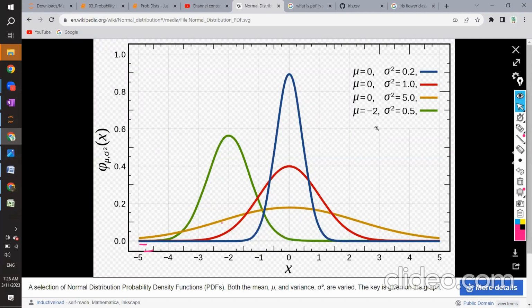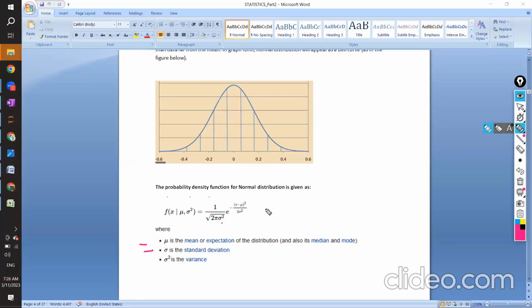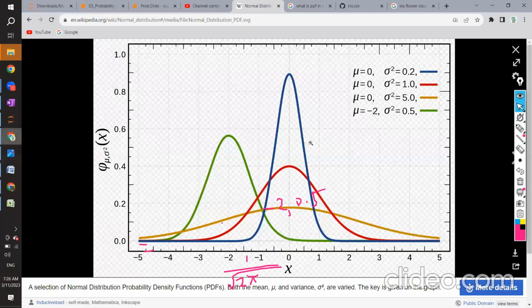Okay, the green is what? -2 and 0.5. So if you take -2 and 0.5, you need to replace this. It will become 1 by square root of 2 pi. And rho square is what? Rho square is variance. And is that variance on the website? Yeah, variance is 0.5. Fine.